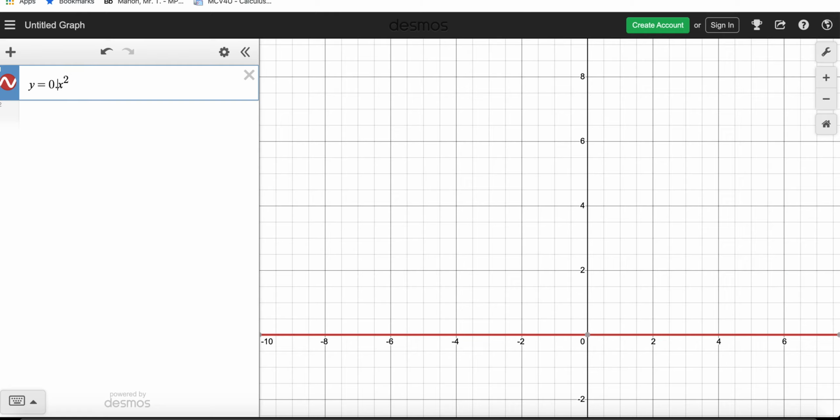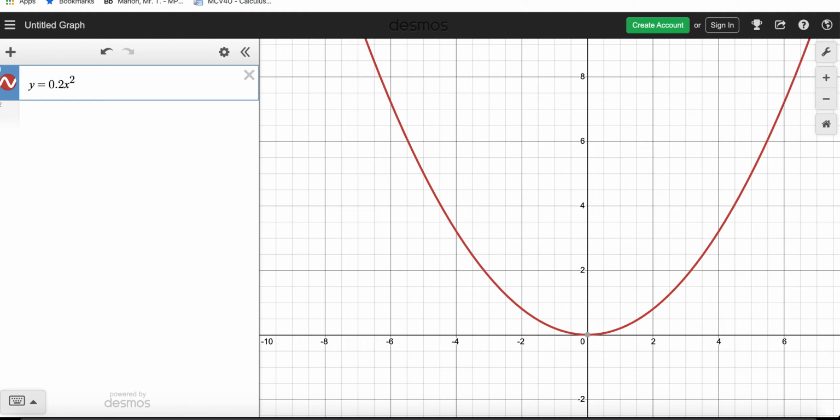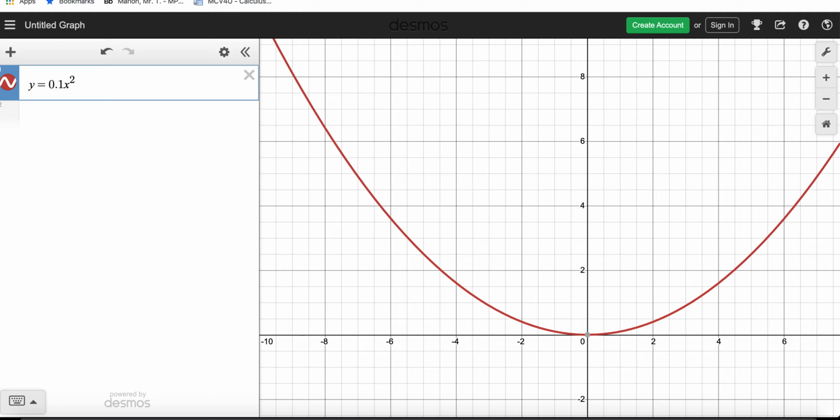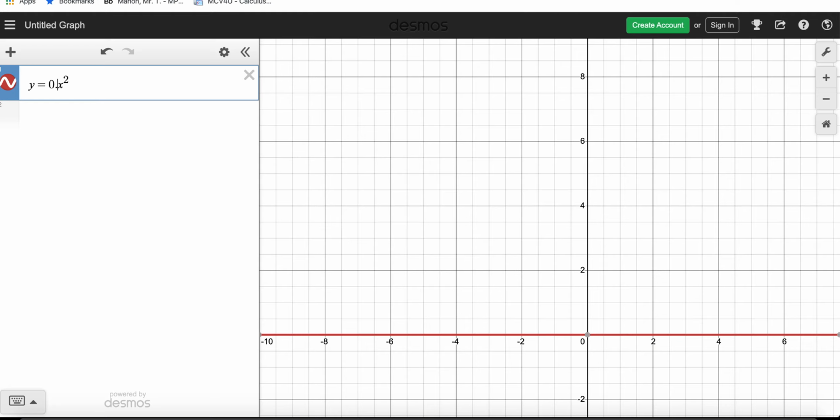Let's do 0.2 again. So at, let's say, 0.1, it gets wider. That's 0.9. It's almost approximately the same as the original one, which is x squared. So if you see here, as the a value gets smaller and smaller, the wider the curve would be.